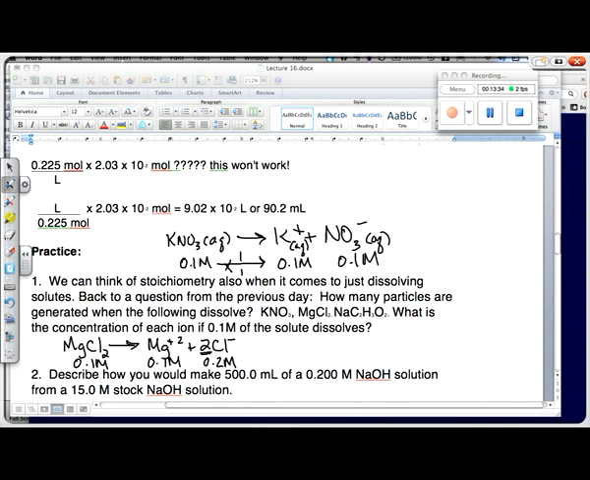All right, and then the last one, sodium acetate. If it's 0.1 molar, then when I break it up into its ions, the sodium ion is also 0.1 molar, and the acetate ion is also 0.1 molar because there are 1s in front. Okay, so that's the stoichiometry of dissolving, breaking up compounds. I'm going to scroll.